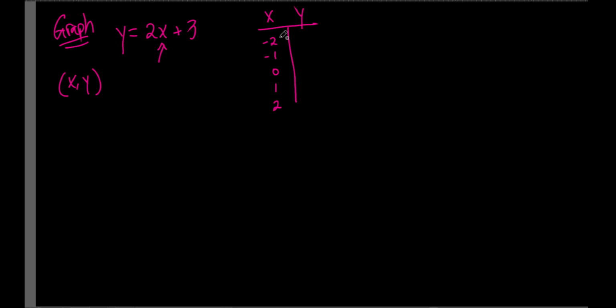Well, I pick an extra point. Get a third or a fourth or a fifth. If they all line up perfectly, then I know that I've got my line correctly. All right, so let's do it.